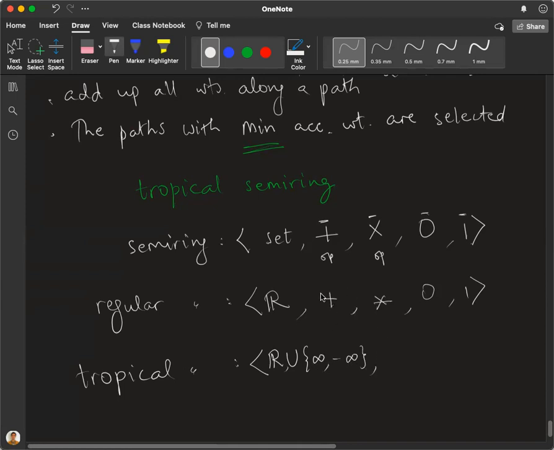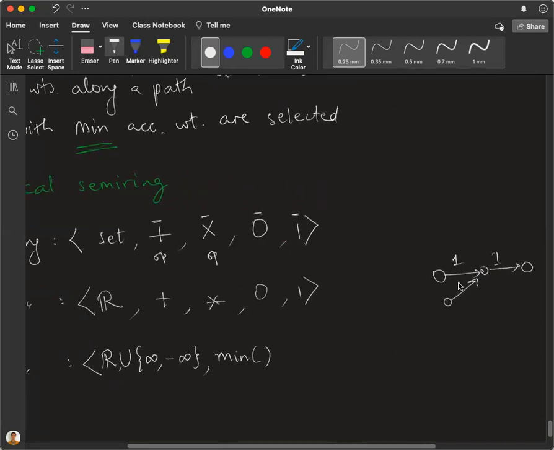Now, correspondingly, the plus operation is replaced with a min operation, right? Because when two branches are meeting, when two arcs are going to the same node, you take the min operation and just choose one of them. Don't take both of them, don't take a sum of both, but use a min operation. And this multiplication operation is replaced by plus, because when you are going along the path, you're just adding them up.